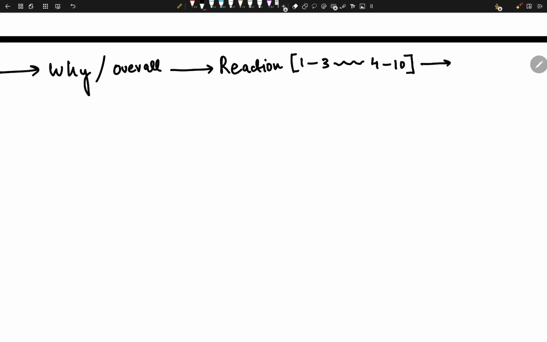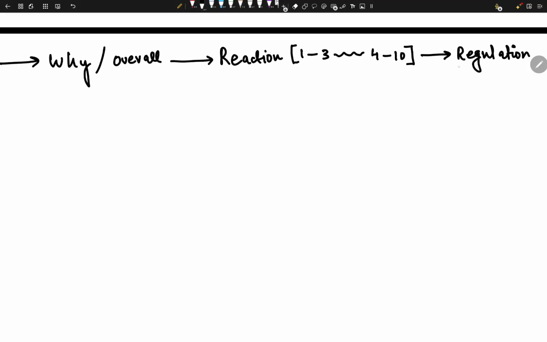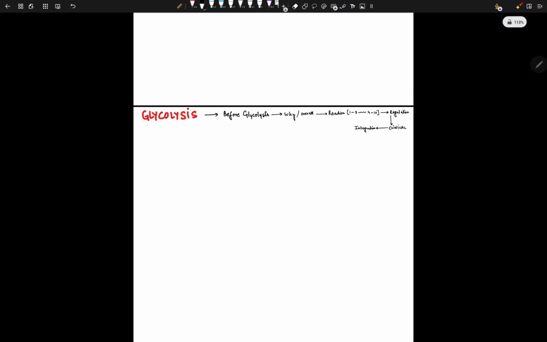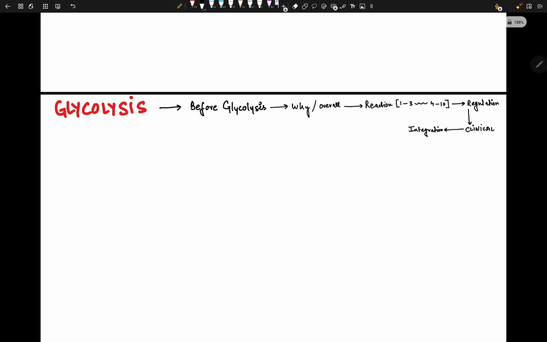And we'll understand the regulation, right? Who is taking care of this whole operation? And then we want to understand the clinical relevance of this, like why it's important, what the deficiency is, and so on. And then in the last part, when we've understood the clinical side, I will summarize everything. I will integrate, okay? So integration. That's our goal. That's how we're gonna understand glycolysis, okay?